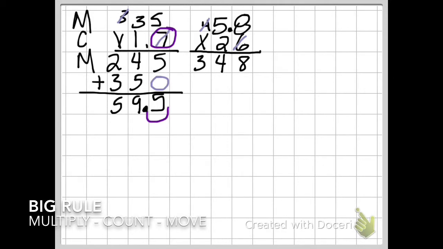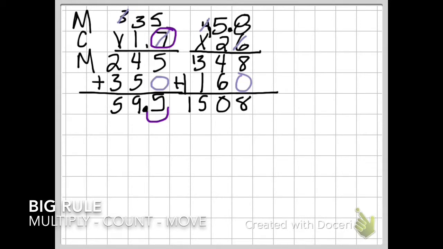I need to add my second row 0. 2 times 8 is 16. Carry my 1. 2 times 5 is 10, plus the 1 I just carried is 11. I'm going to add these two. 8 plus 0 is 8. 4 plus 6 is 10. Carry my 1. 1 plus 3 is 4, plus 1 is 5. And 1 plus nothing, bring it down.